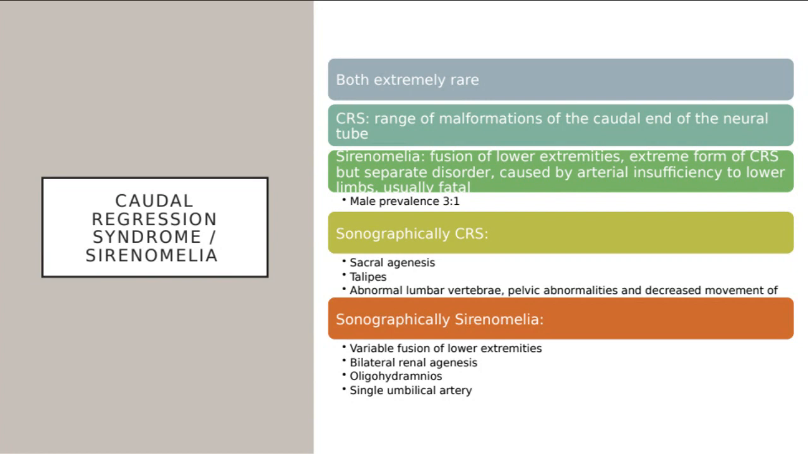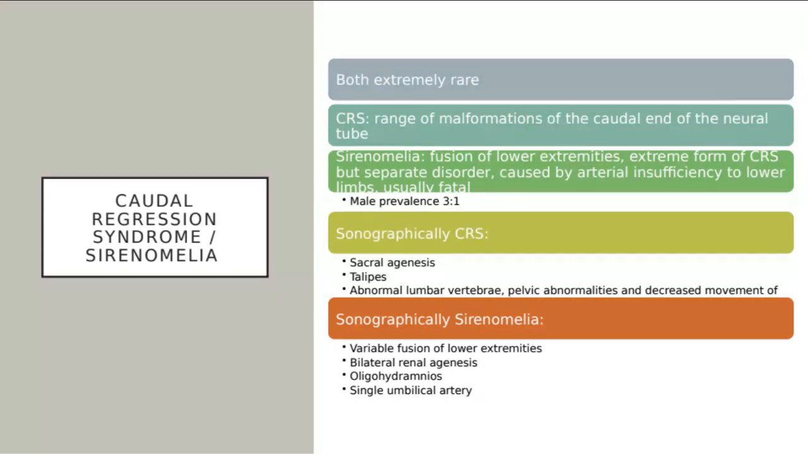Male babies also are unfortunately at a higher risk for this by 3 to 1. With caudal regression syndrome, we're going to see the sacrum kind of degenerate. So we're not going to see that prominent triangular sacral bone. We're going to see talipes of the foot, so that abnormal version of the foot. We'll talk about that a little bit more as well. We're going to see abnormal lumbar vertebrae, pelvic abnormalities, decreased movement of the lower limbs and extremities.